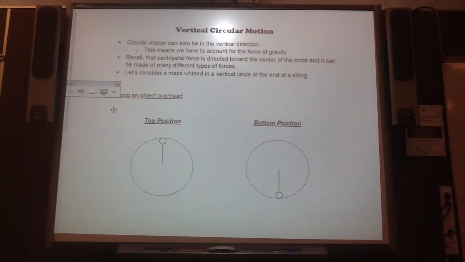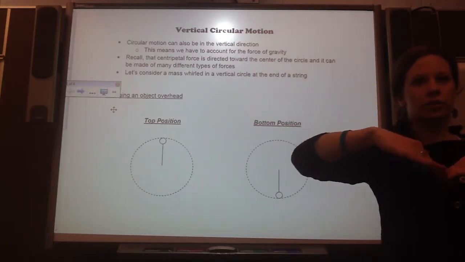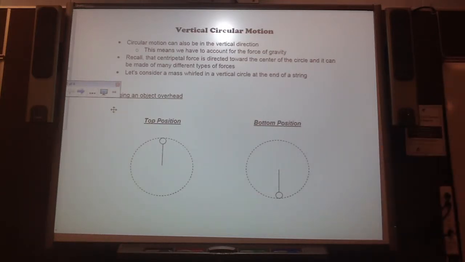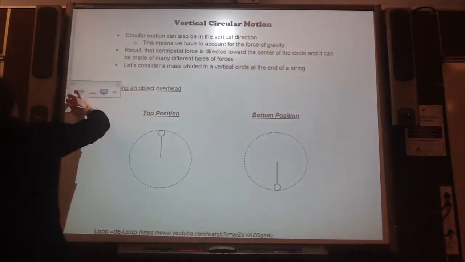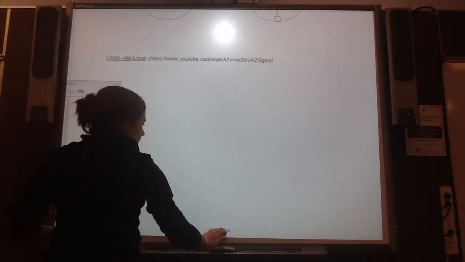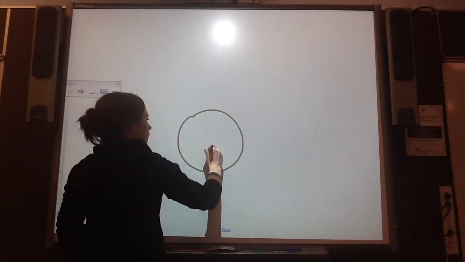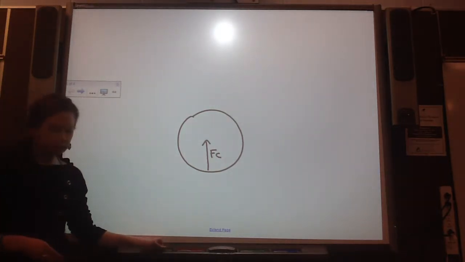So let's think about this logically, all right? We know that centripetal force is the force that goes to the center of the circle, right? That's what we concluded yesterday. There's one question I had yesterday regarding just the theory of this, that I thought I'd clarify. So if we have circular motion, we have centripetal force moving in toward the circle.